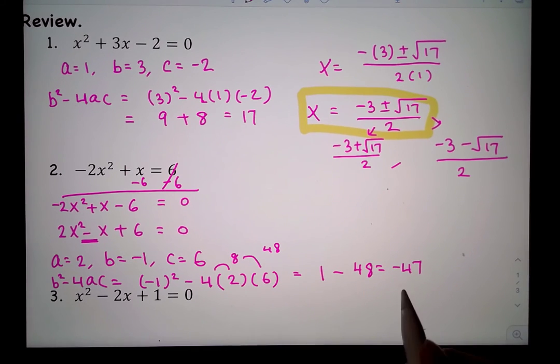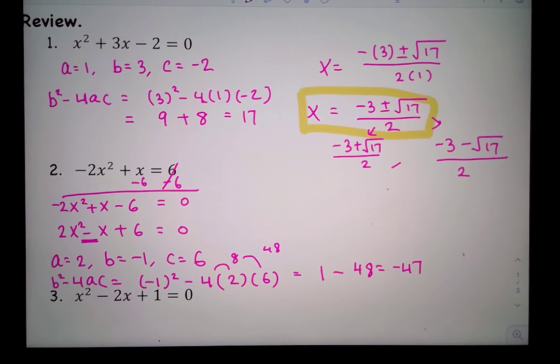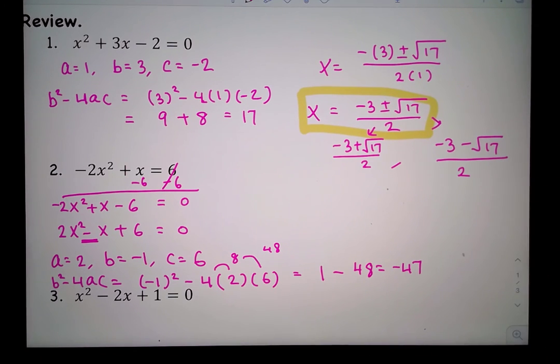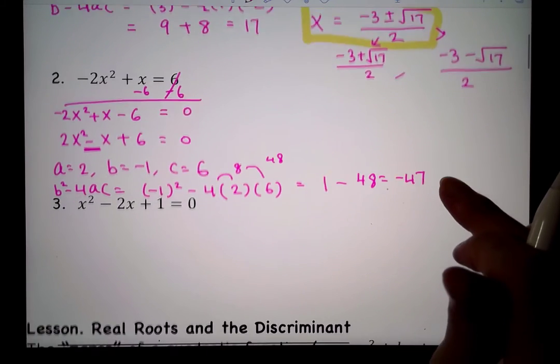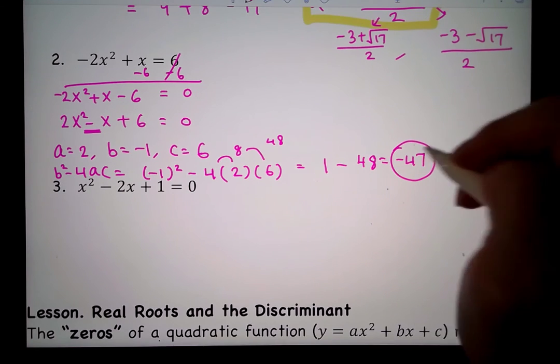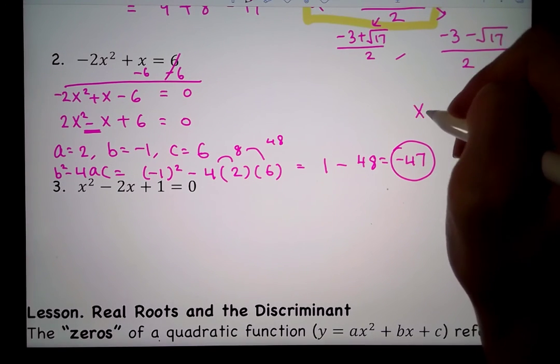I told you that number goes under the square root, but we cannot have a negative number under the square root. So there's no solution. Today's discriminant is something about this b squared minus 4ac. But anyway, let me write the solution for this, because you got negative 47. We already know there's no solution, but let me see how it looks.